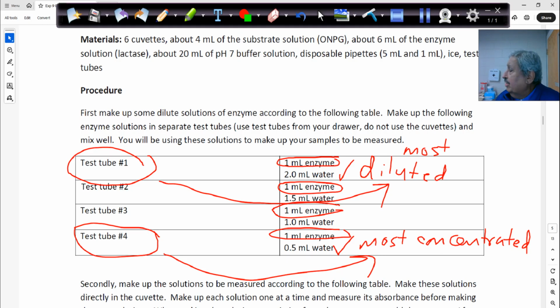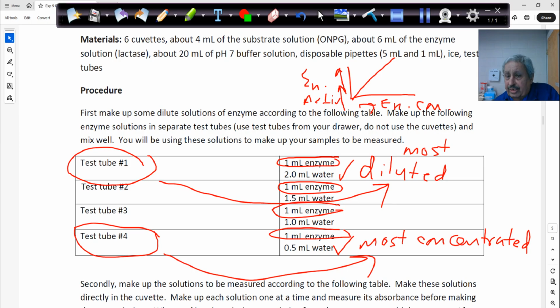I have markers. You can mark your test tubes 1, 2, 3, 4 with these 4 different concentrations of the enzyme. Correct? This is the concentration of the enzyme, and this is the enzyme activity. It goes up. So we have 4 different concentrations of the enzyme, from most diluted to most concentrated.